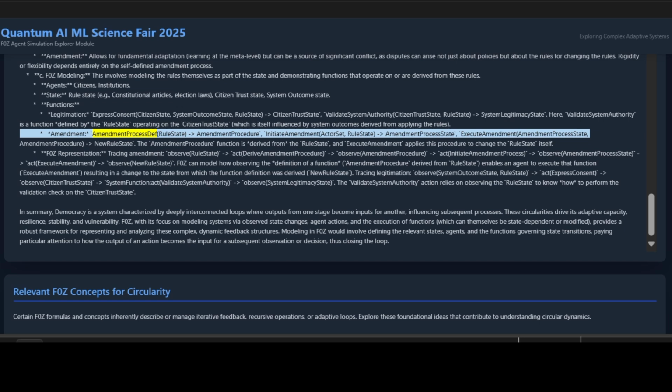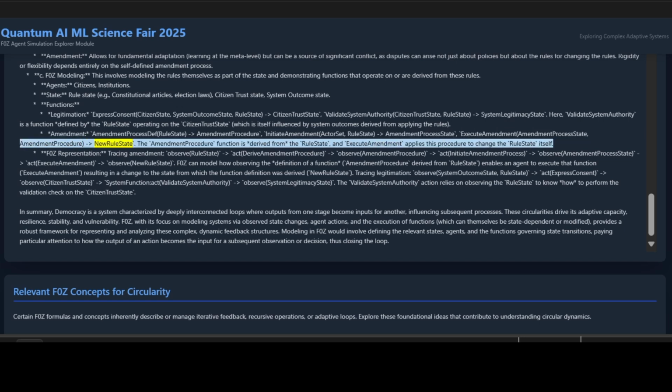Amendment: process definition (rule state) to amendment procedure; initiate amendment (actor set, rule state, amendment process state) to amendment process state; execute amendment (process state, amendment procedure) to new rule state. The amendment procedure function is derived from the rule state, and execute amendment applies this procedure to change the rule state itself.